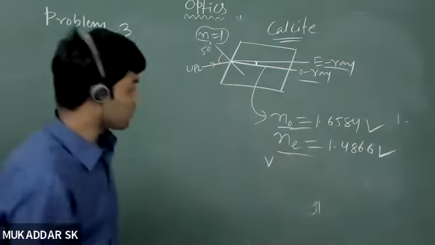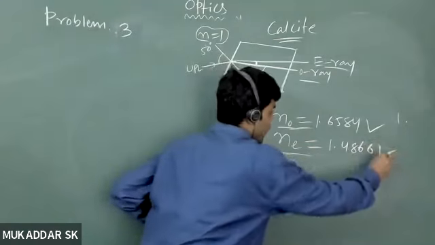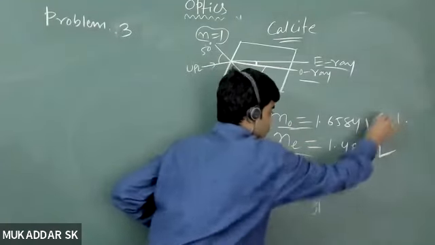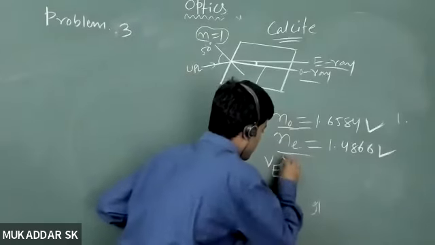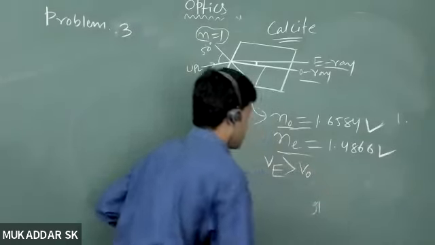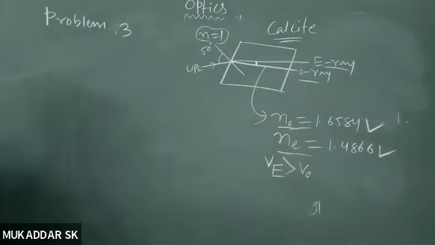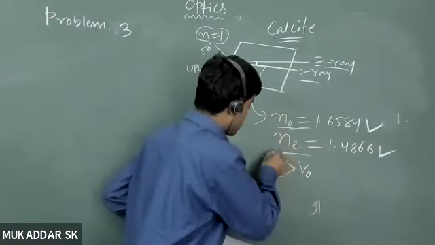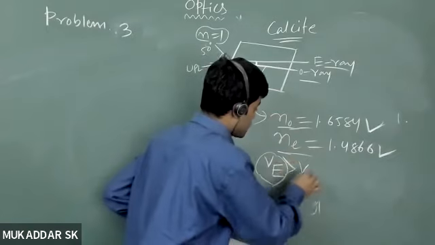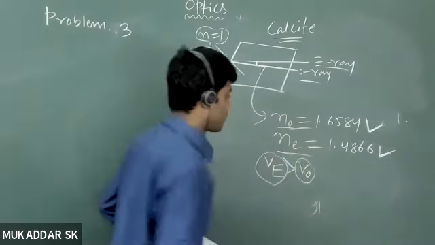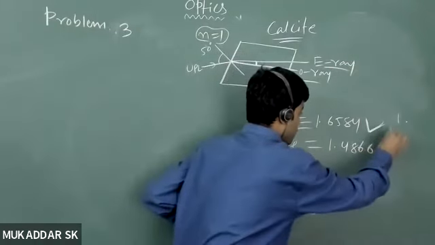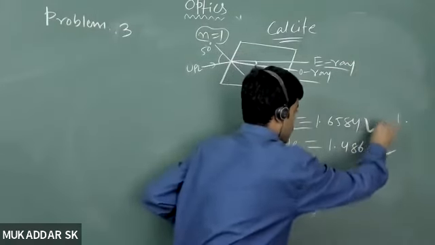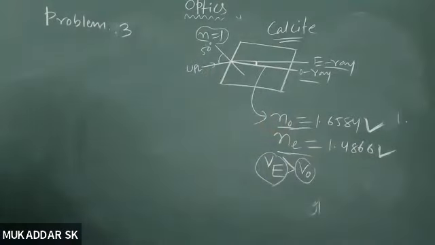Sorry, I'm extremely sorry. For negative crystal, Ne will be smaller as compared to No. In other words, velocity of E ray will be greater as compared to velocity of O ray. Because in negative crystal, velocity of E ray will be larger as compared to velocity of O ray. In other words, refractive index of E ray will be smaller as compared to refractive index of O ray. So this is actually negative crystal, okay, from that given parameter.